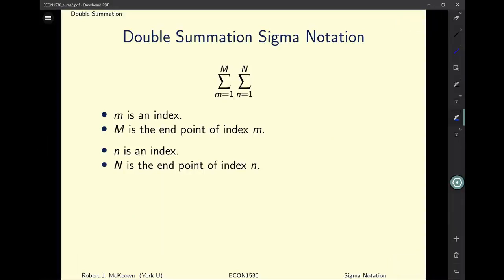Here is a summary slide. So we've got two general form sigma notations, or two double summations. Usually we just say double summation. Definitions, here are the definitions. So we have two indices, index m and index n, and our endpoints are identified with a capital letter. Again, you won't always see it identified that way, but it's common in economics to see that.